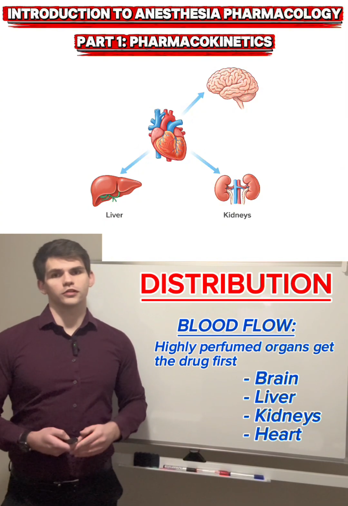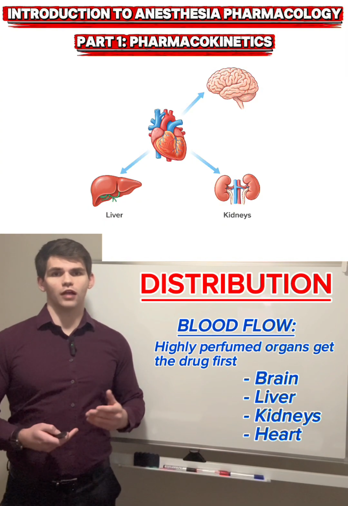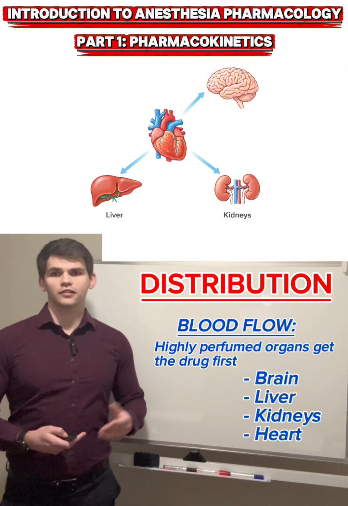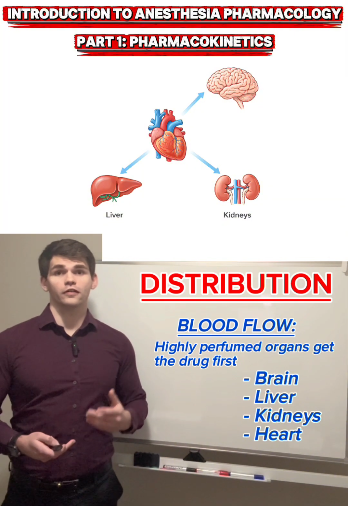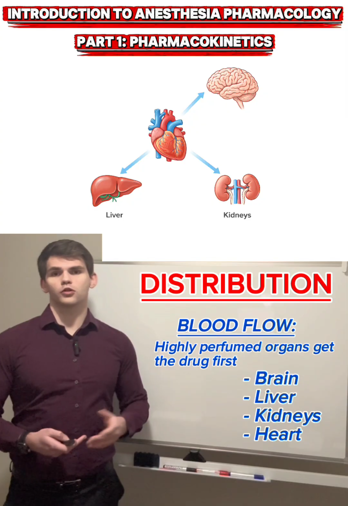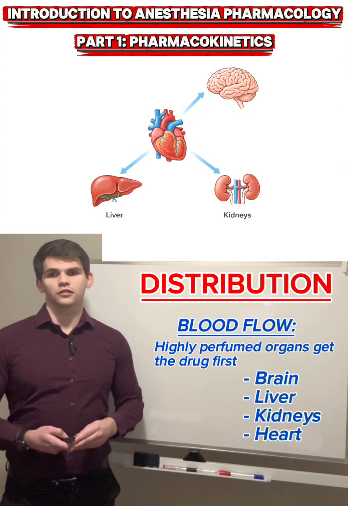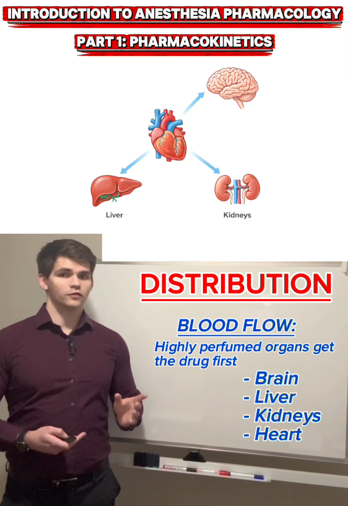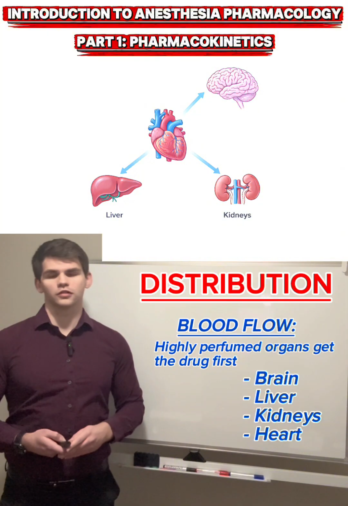This is very important in anesthesia because the brain gets a lot of blood flow, so IV anesthetic drugs can reach the brain very quickly. That is one of the major reasons drugs like propofol work so fast. So remember, highly perfused organs get drug first.